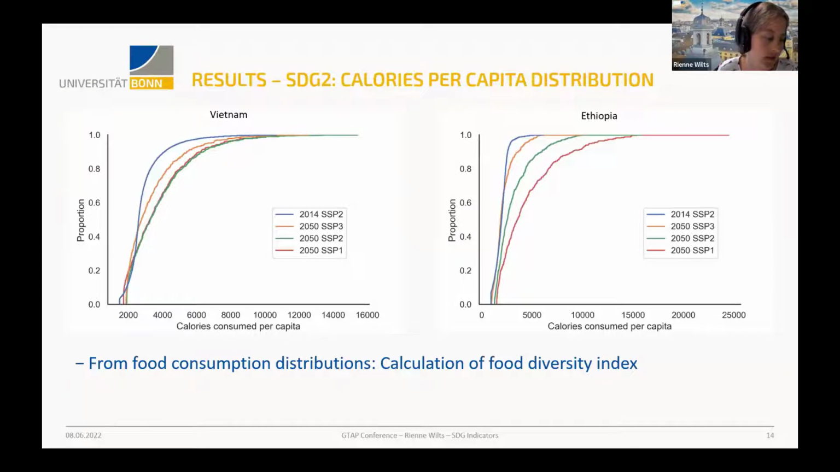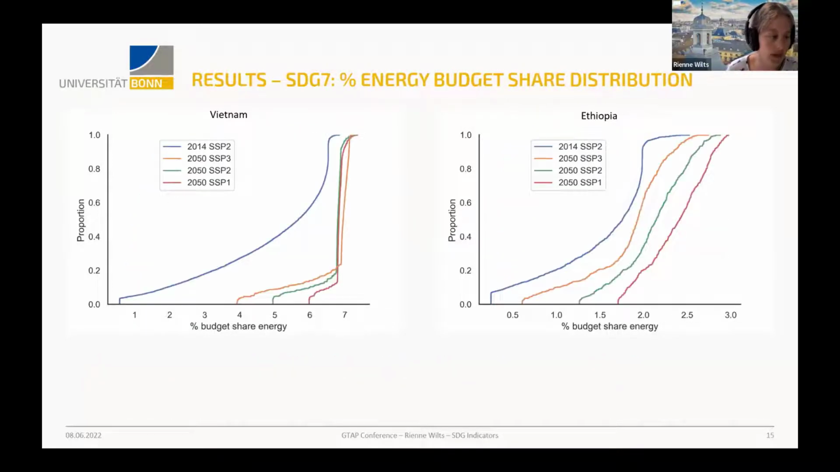Another example is here the calorie consumption per capita. And we also see here that they follow the income increase for both countries. And this is calculated from the food consumption distribution. And from there, we also calculate the food diversity index, which measures how equally the households derive their food consumption from different food groups. And finally, I have here the energy budget share, which also increases over time. So from the blue line to the other 3 lines, there's an increase in both countries.